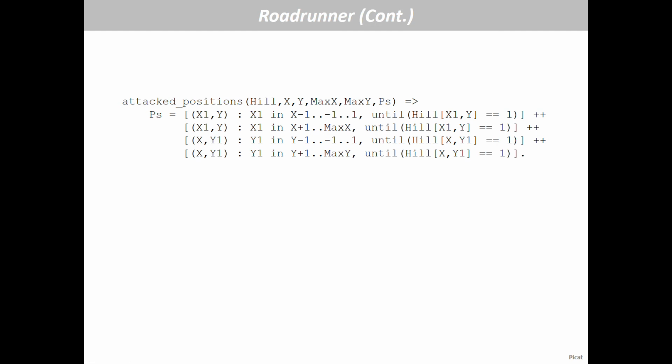Actually in Picat, the attacked positions, sure, you can define this by using recursion, but in a competition, in order to save time, you can connect all the positions by using list comprehensions. Okay, so a laser beam can shoot upward, downward, leftward, or rightward.